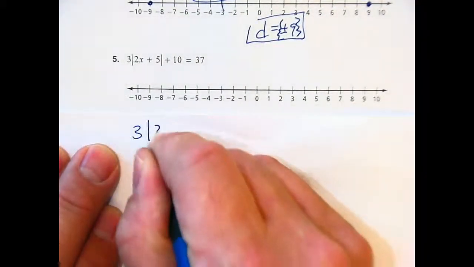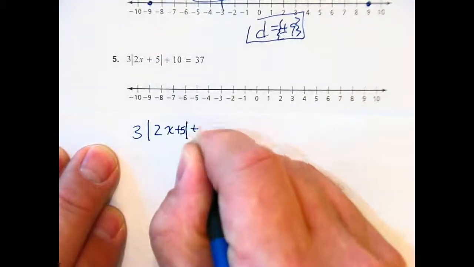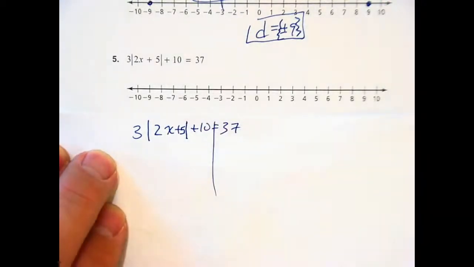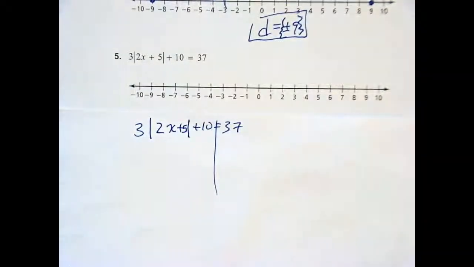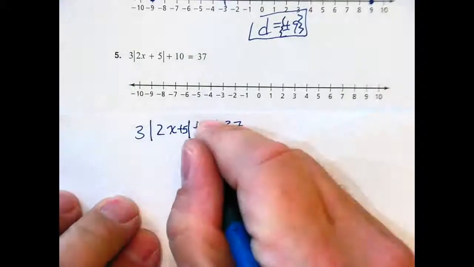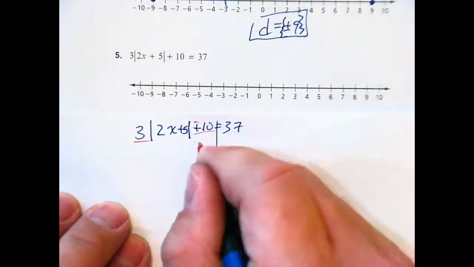Okay, so we have 3 times the absolute value of 2x plus 5, plus 10, equals 37. We can't put 2x and 5 together. So what do I have to do? Subtract 10. We're going to get rid of that 10 first. What other number do we have to get rid of there? The 3. Those are the two things on the outside. We need to move this and this. They're adding 10, so we subtract 10.